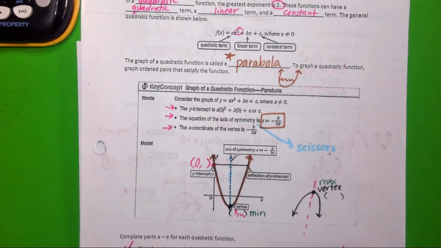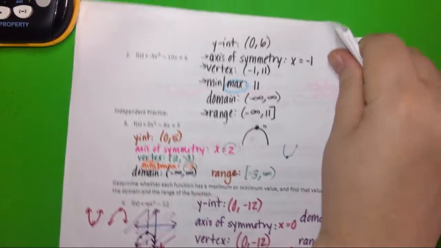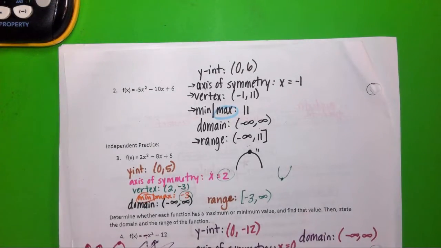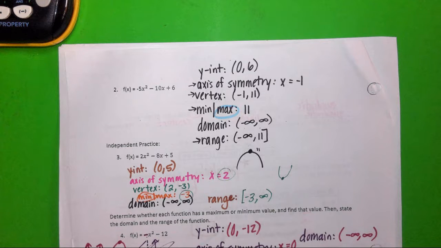Domain, range, axis of symmetry, max, min, vertex, y-intercept. Okay, so that's 2, 3, and 6 get a point. Okay, so if you've got that list of 6 down, you're good to go. There are 3 things on that list of 6 you should automatically know. What are the 3 things you should automatically know? The y-intercept. Yes, every group can have a point.